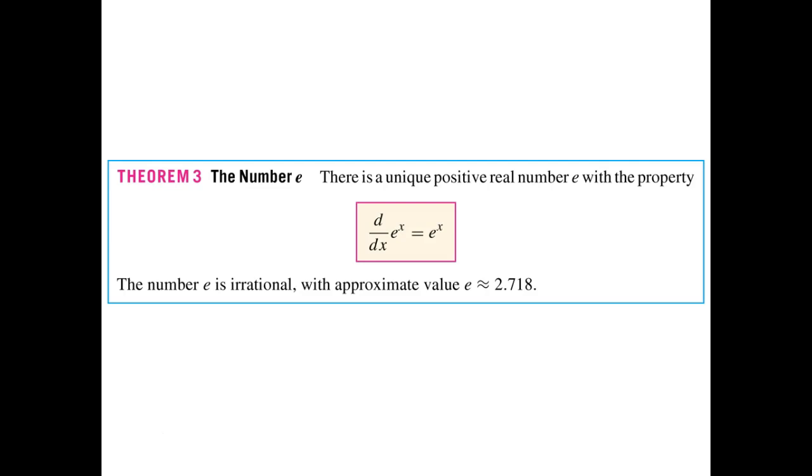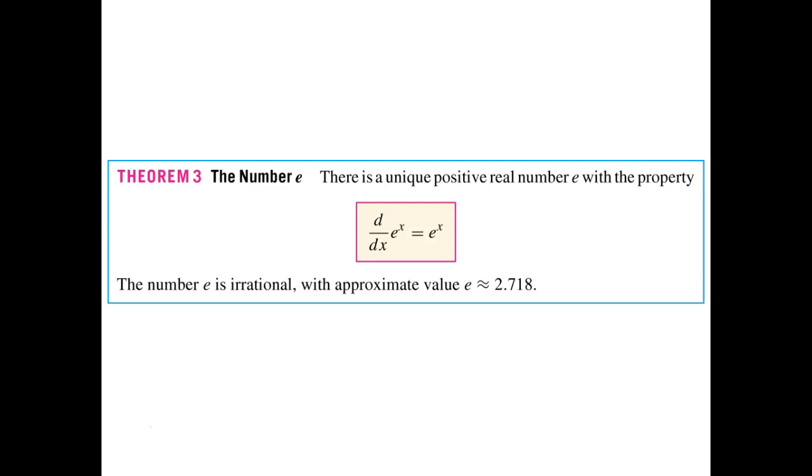e is not rational. Here's the first 4 digits of it, and you could write the first 24 digits of it, and you'd never see a pattern. 84 digits, you'll never see a pattern. 104 digits, you'll never see a pattern. It never produces a pattern.